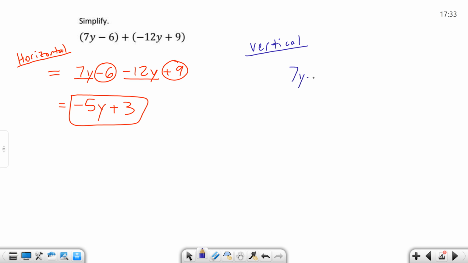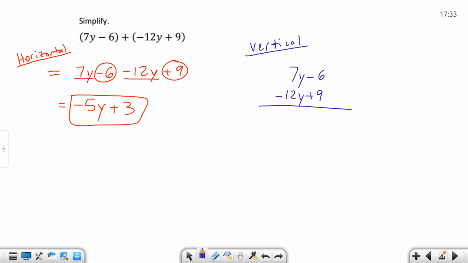I'm going to take the first one, 7y minus 6. I'm going to write the other one underneath it, negative 12y plus 9. Now, typically speaking, up here, if the first thing is positive, I'm not going to write anything, but down here, if this first thing is positive, I might write a plus sign there. In this case, it's negative, but typically when we do the addition vertically like this, we have a sign there, right? We're saying 3 plus 4, 7. So typically if that first one's positive, I may put a plus there to remind myself, hey, you're adding this.